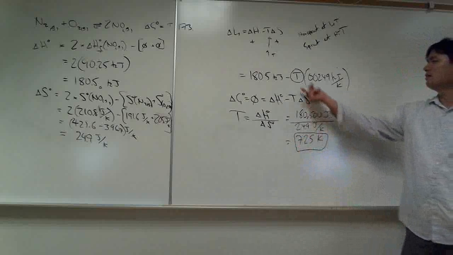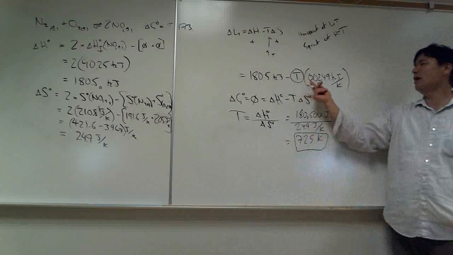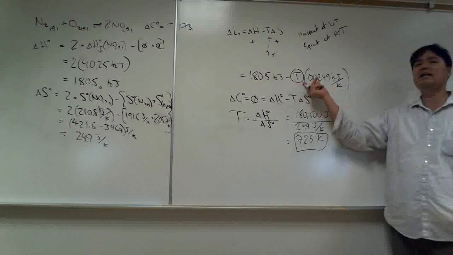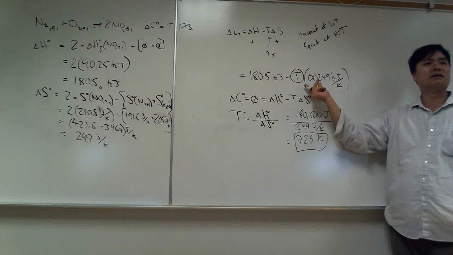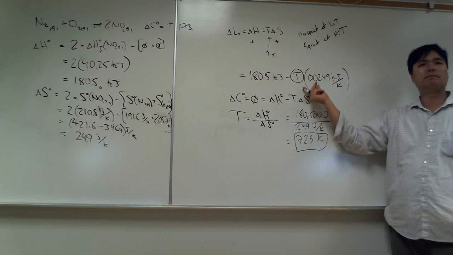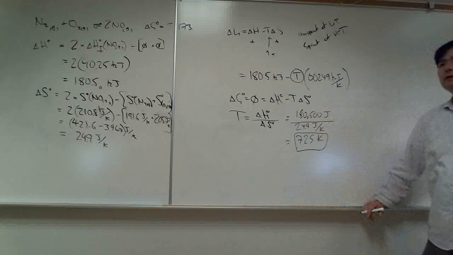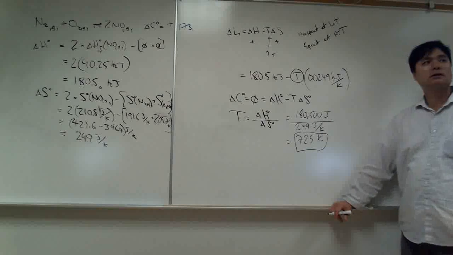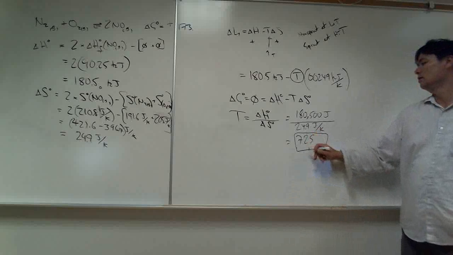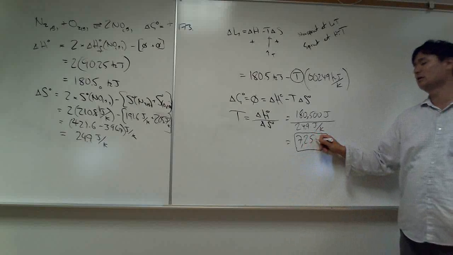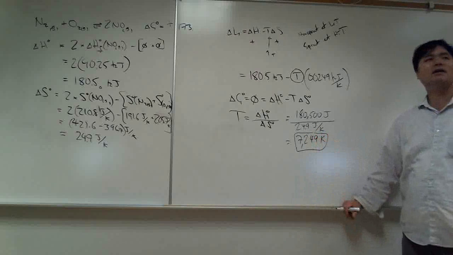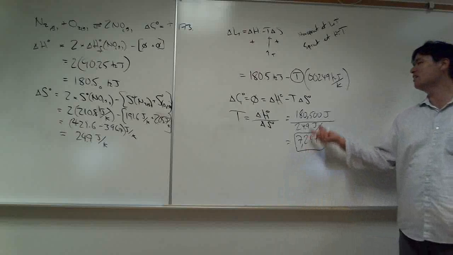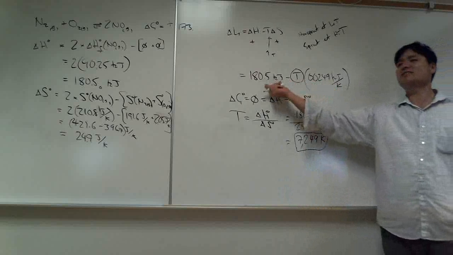So if I plug in 725 here, then 725 times 0.0249 should be 180.5. Is it? Yes? Yeah, what? I got it, it's 7,240. 7,000? 7,249. Okay, sorry, I misheard you. 7,249 Kelvin. And so if I put this temperature here, then it will exactly cancel this out.